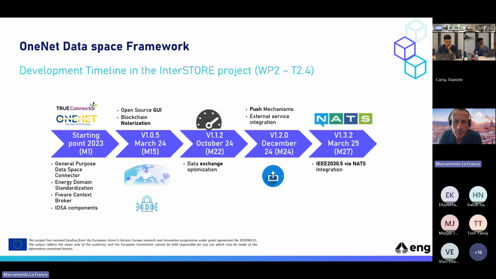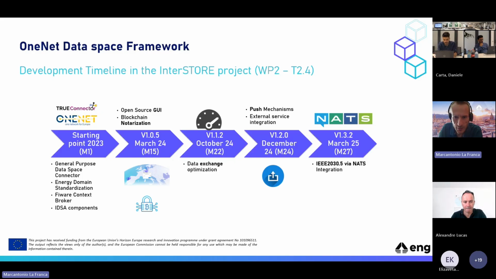This is the timeline, providing a recap of all the development activities related to the data space framework in the InterSTORE project. We started with month 1 of the project in 2023 with a solid foundation. We start with the OneNet connector in particular, which itself originated from the Engineering general purpose and agnostic True Connector. This framework was then announced in the OneNet project with the energy domain specification, integration of the FIWARE context broker, and also the DSA components. In March 2024, we developed and released the new open source advanced graphical user interface, along with the blockchain-based notarization service as part of version 1.0 of the framework.